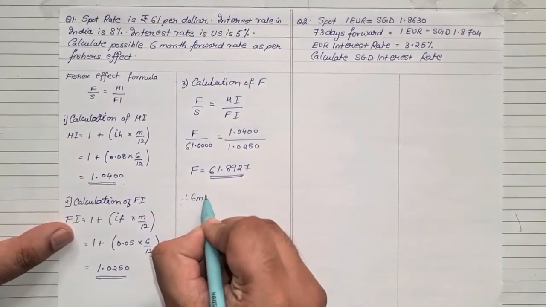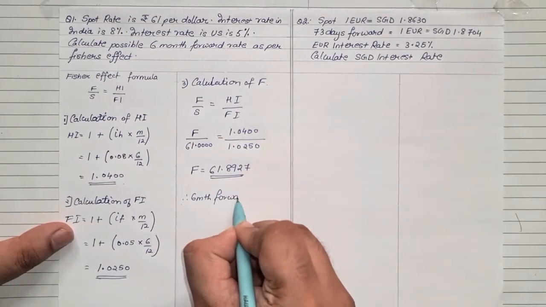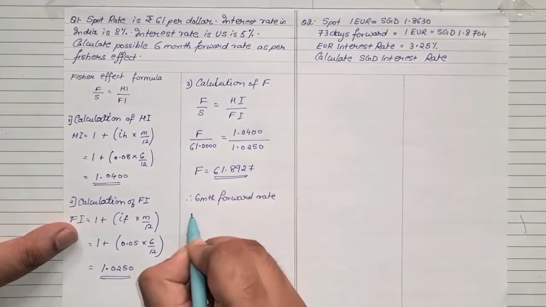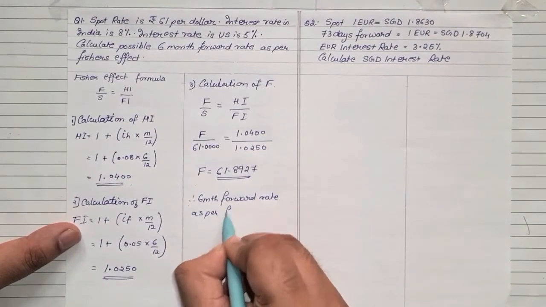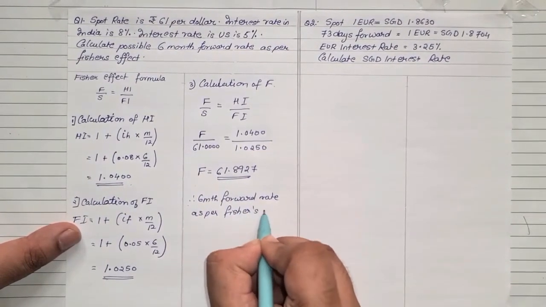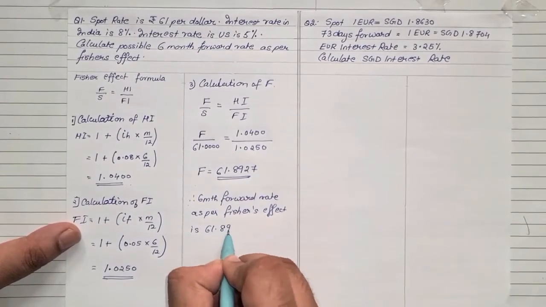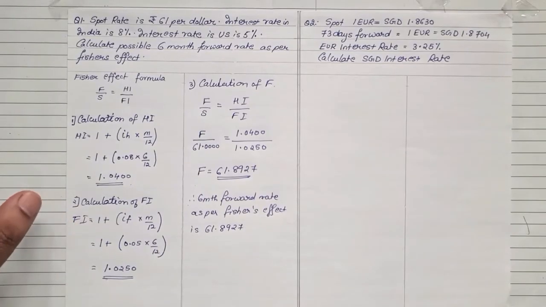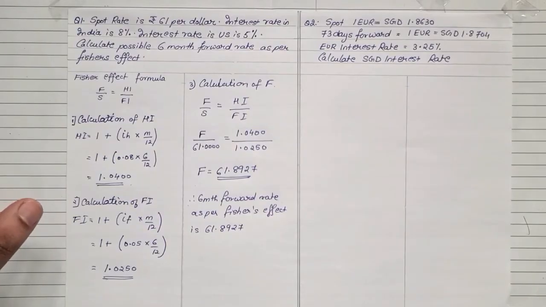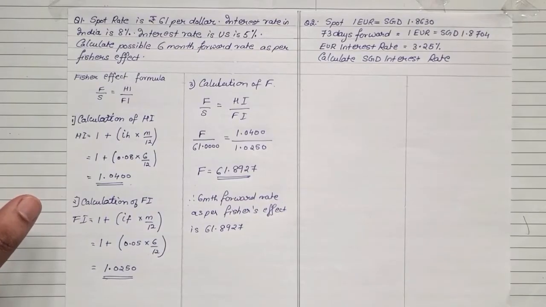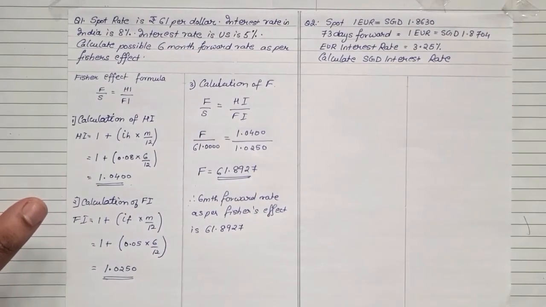So finally, the 6-month forward rate as per Fisher's effect is 61.8927. This is as simple as that. You just have to apply the formula, substitute the values, and get the answer. That is Fisher's effect formula. Very simple. Again, a very important topic from the exam point of view. In each and every paper, this one topic is always there.